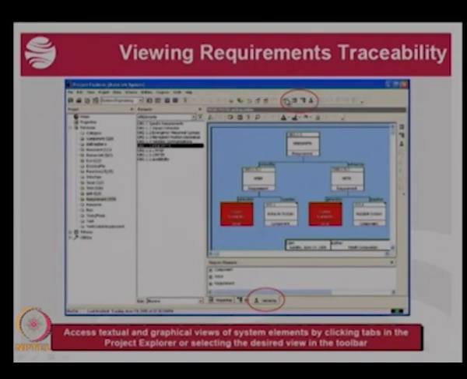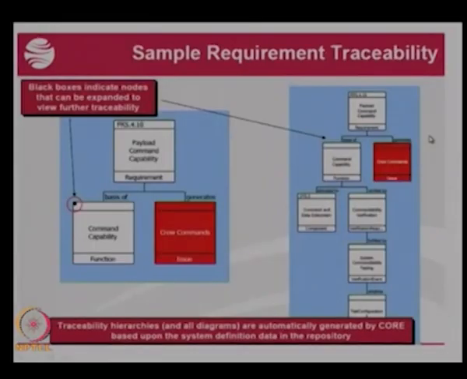Here you can see that there are different options available. Using these options you can see the requirements and its traceability can also be looked at. If you want to know more about this particular requirement, you can go into that requirement, then see from where this requirement came, what the original requirement was, and how this was modified. All the details of the requirements can be easily obtained using this format. It accesses textual and graphical views of system elements by clicking tabs in the project explorer or selecting the desired view in the toolbar. So you can click on the desired toolbar and get the desired view of the requirement hierarchy.